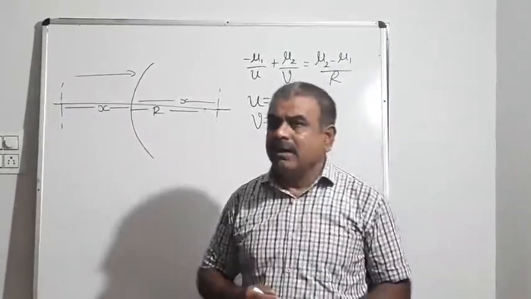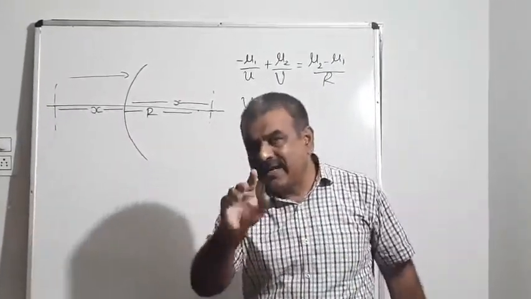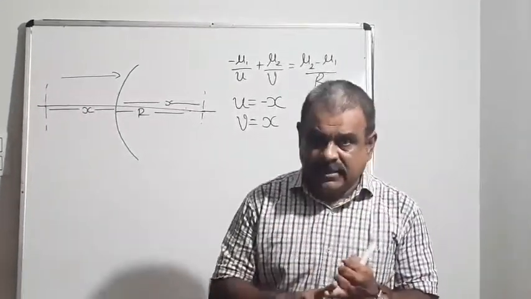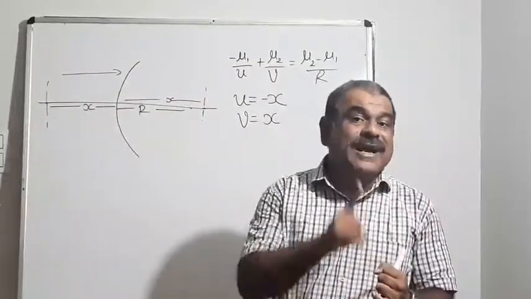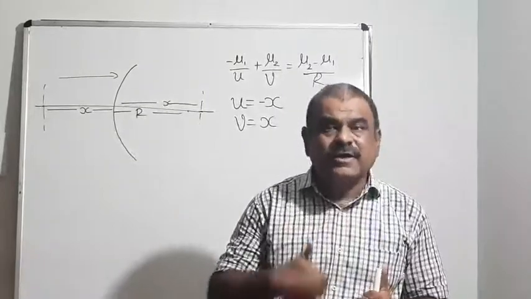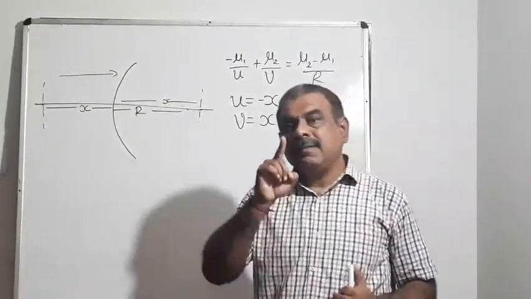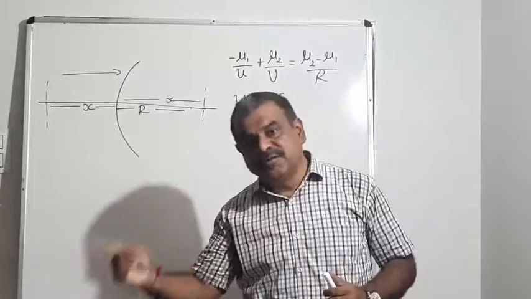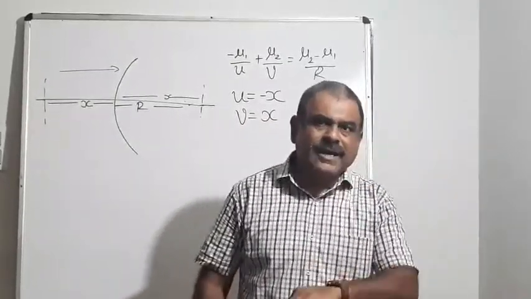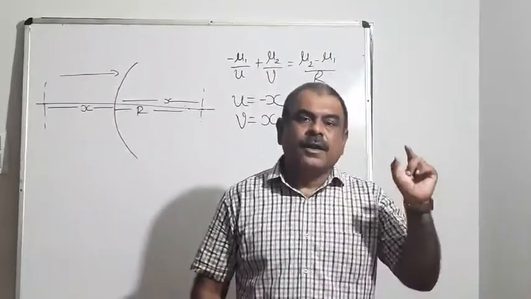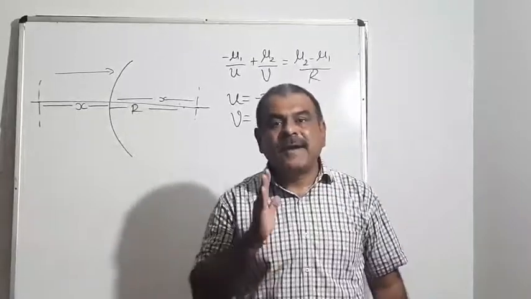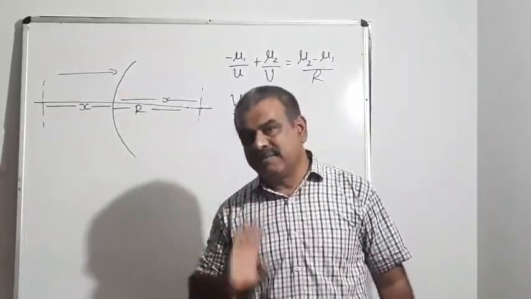Remember one important concept from your 10th sign convention of ray optics. In case of a mirror, if the image is real, you will get a negative image distance. But in case of lenses or refraction, if the image is real, the image distance will be positive. Mirrors create images by reflection, so a real image will have a negative image distance, but in case of refraction, a real image will have a positive image distance.